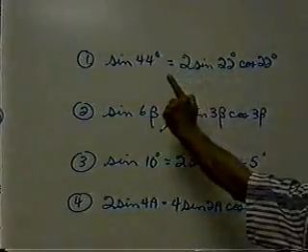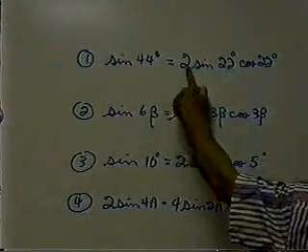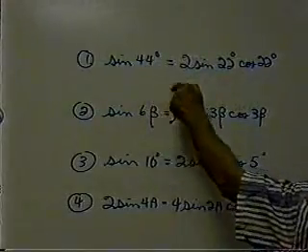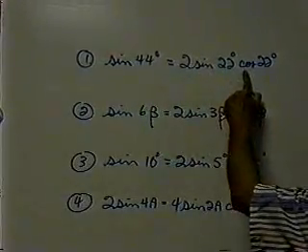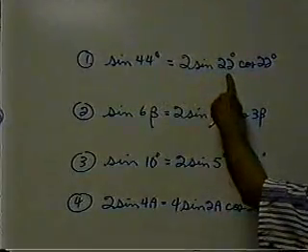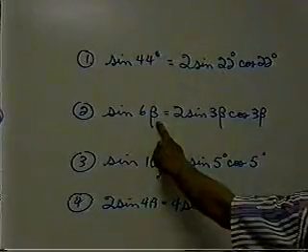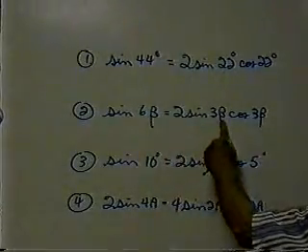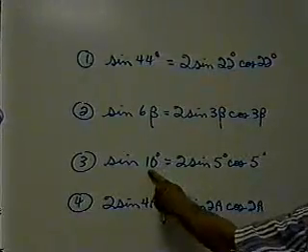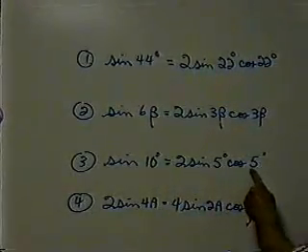Here's what it's saying. The sine of 44 degrees is equal to 2 times the sine of 22 cosine of 22. The sine of an angle is 2 times sine cosine, where this is half that, or this is double this angle over here. All right, the sine of 6 beta is 2 sine of 3 beta cosine of 3 beta. The sine of 10 degrees is equal to 2 times the sine of 5 degrees cosine of 5 degrees.